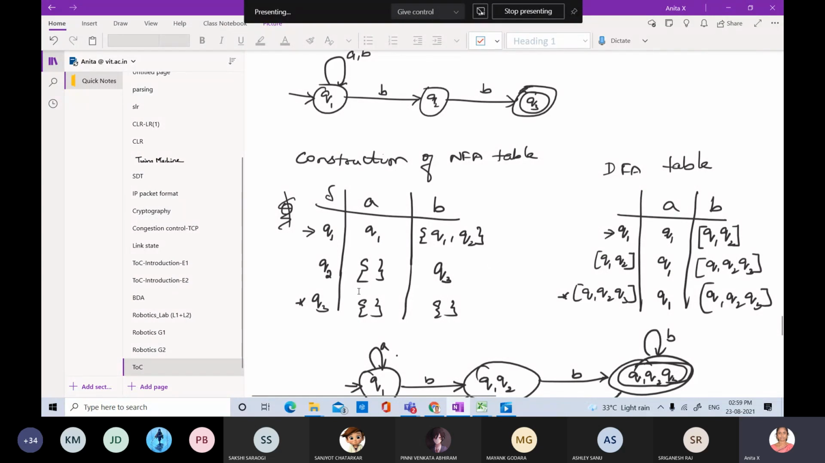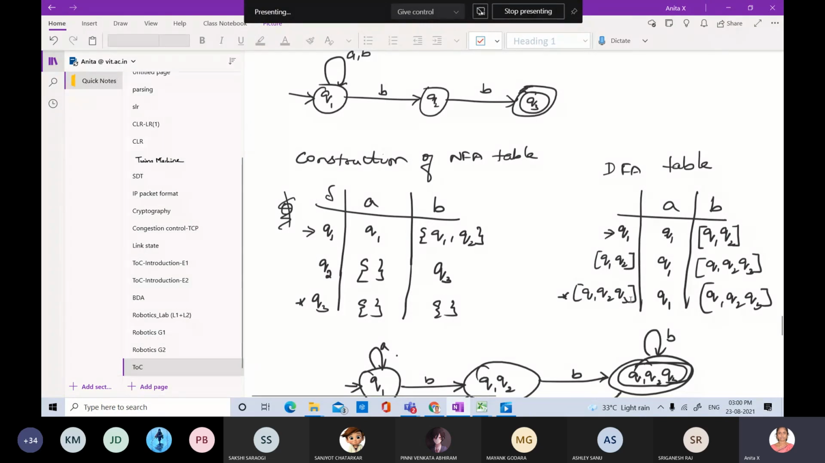Next, with regard to the input symbol B, what is that? It is going to be Q1 on input symbol B, that's Q1, Q2, and Q2 on input symbol B, that is Q3. So Q1, Q2, Q3. Yes, I cannot go for multiple states, so let me name this Q1, Q2, Q3. Q1 is addressed, Q1, Q2 is marked, and the next new state is Q1, Q2, Q3.